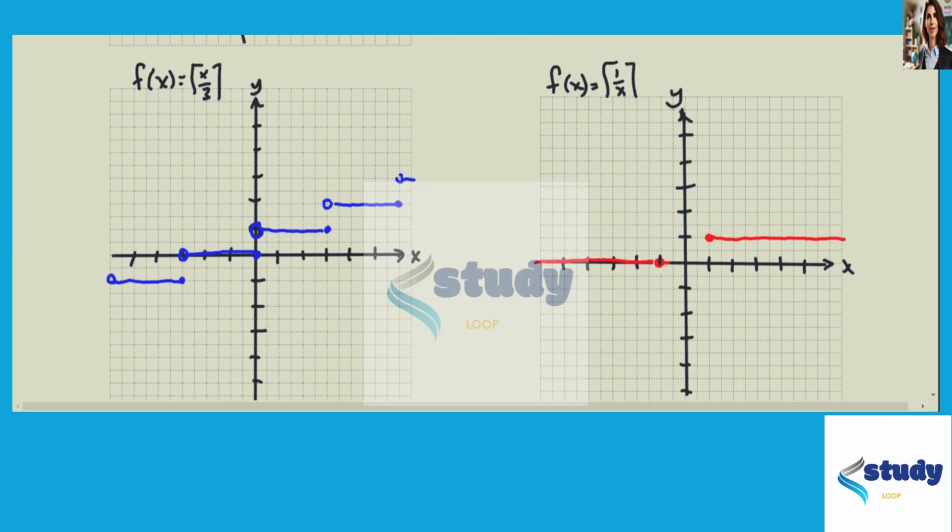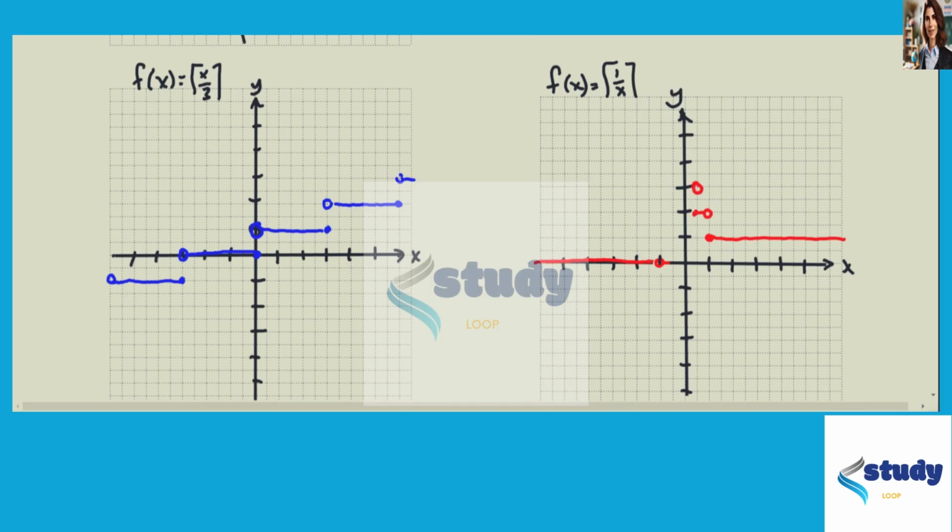Well, let's look at positive first. As soon as x is a little bit smaller than 1, this fraction is going to get a little bit bigger than 1. It's going to be an improper fraction. So it's going to jump to have a value of 2, and it will stay there until x equals 1/2.